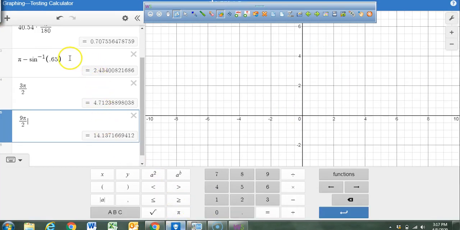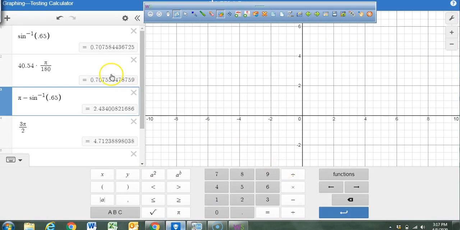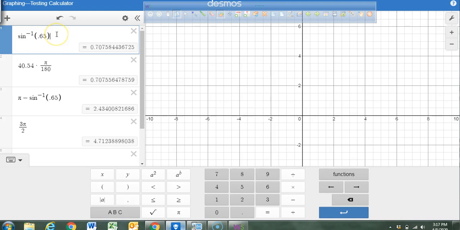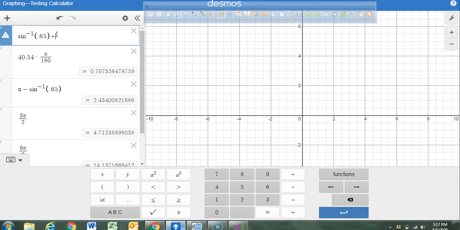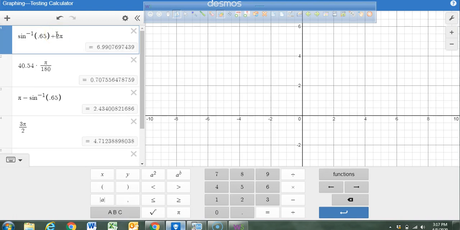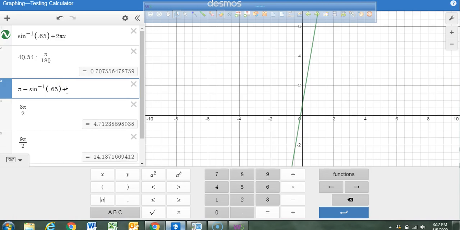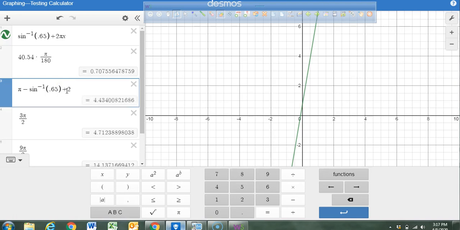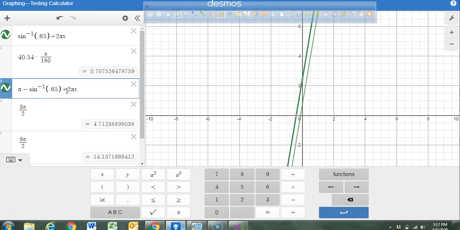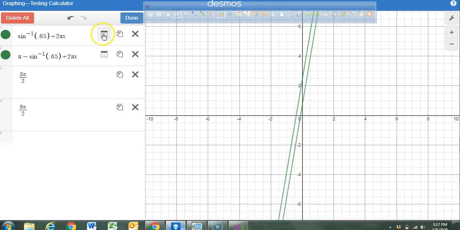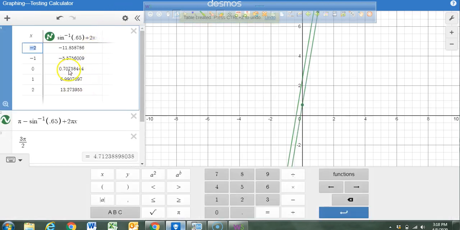What I'm going to do is say plus 2 pi x. I'm going to delete all of them, take this one right here and put plus 2 pi x, and clear everything else. I'm going to clear this one out. Then I'm going to take a look at the table here.